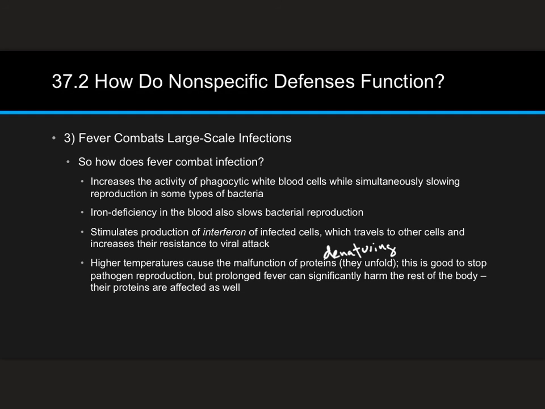This is good to stop pathogen reproduction, but the problem is that prolonged fever can significantly harm the rest of the body. Their proteins are affected as well. So if you've got a 104-degree fever and you have it for quite a while, that can get really problematic. Yes, you're doing a good job of preventing the bacteria or whatever from reproducing. The problem is your cells can't keep functioning at that temperature for prolonged periods of time. So if you ever get long fevers, you should definitely get some help or start taking something like Tylenol, which helps bring your fever down.